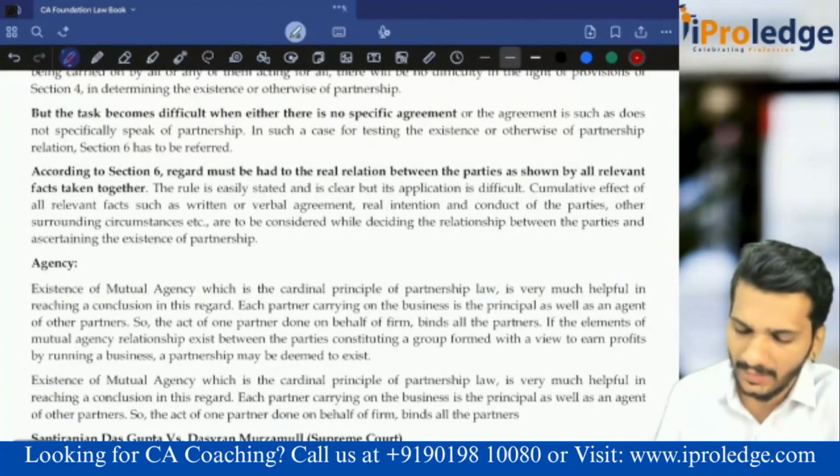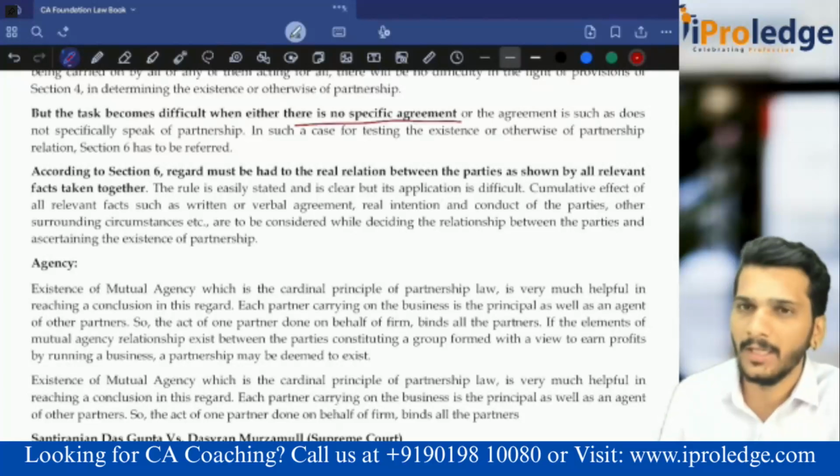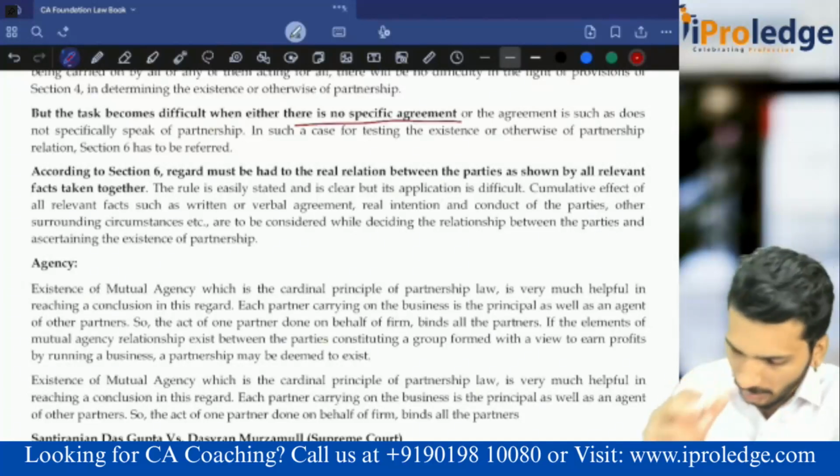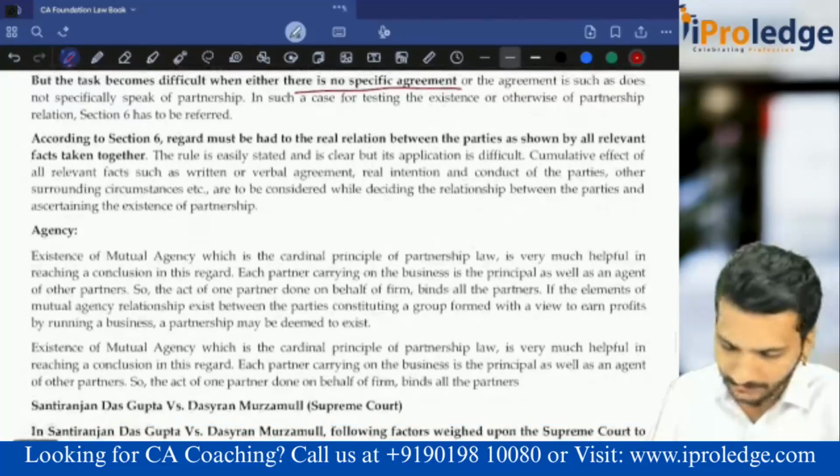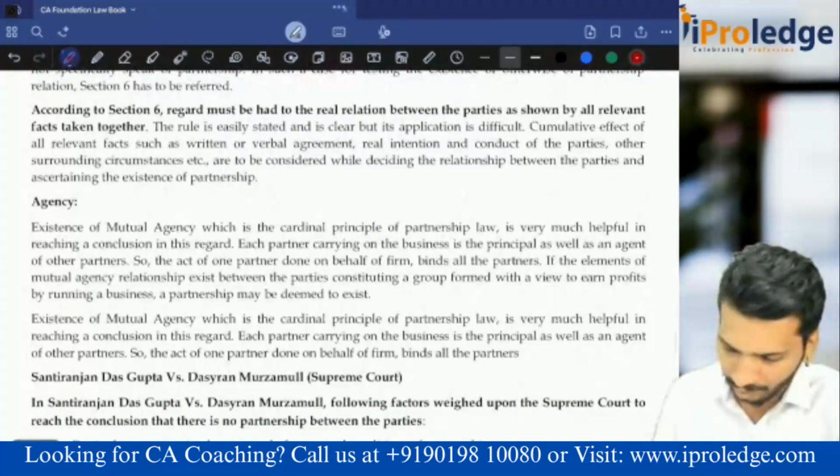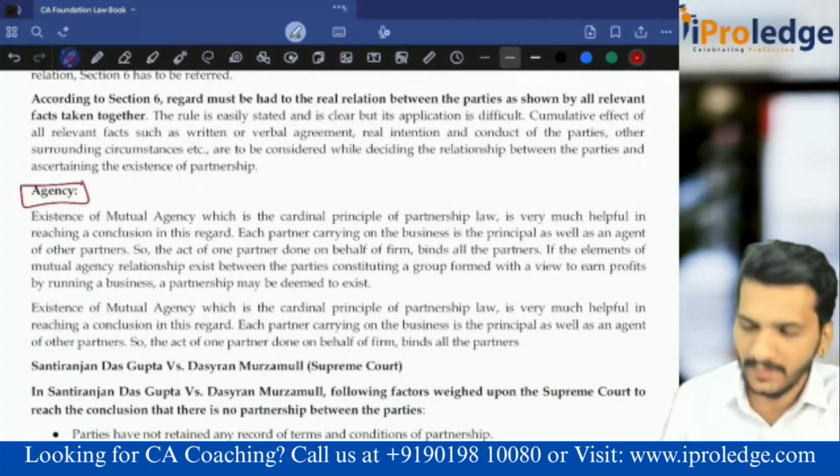It will be difficult when there is no specific agreement on how much should be shared, how much should be your share, my share, all those things. Then there is a concept called agency. What is agency?